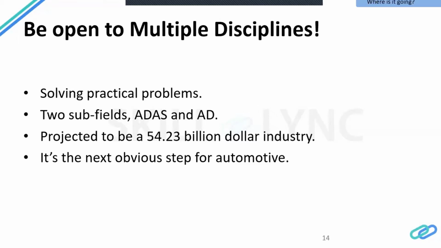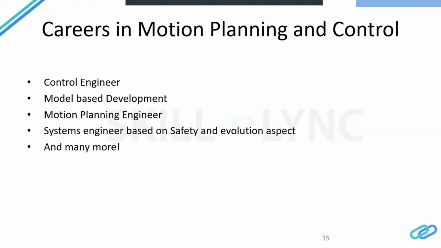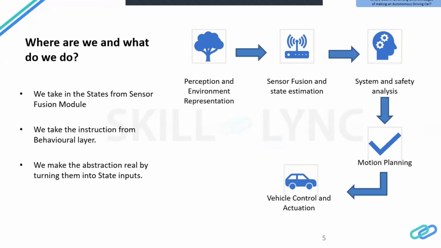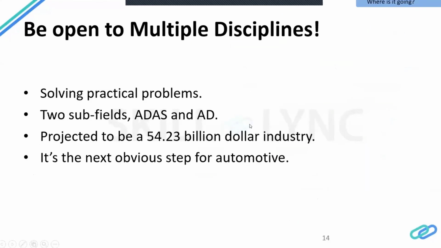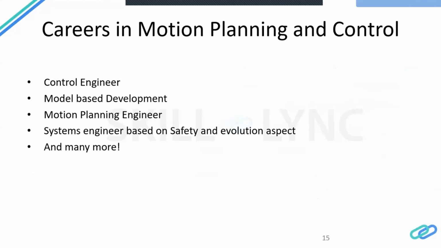And then, as I said, there are two subfields, ADAS and AD, and this is projected to be a $54.23 billion industry in future. And as I said, the next obvious step is to go for automotive. And when we speak about careers in general in motion planning, we have a different set of careers. And if I want to go back to this hierarchy, all these blocks need engineers. You need a sensor fusion engineer, you need an ML engineer, you need a perception engineer, you need a computer vision development engineer, and here you need a systems engineer. Then you need a motion planning engineer, you need a control engineer here. All these systems are demanding engineers, and they need people with knowledge and competence to come to that place.